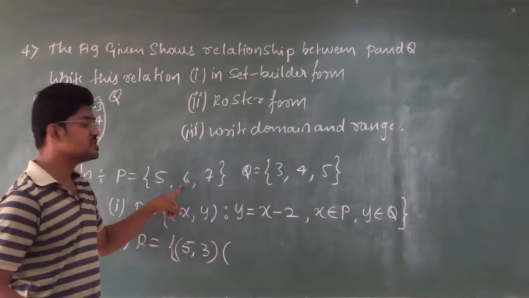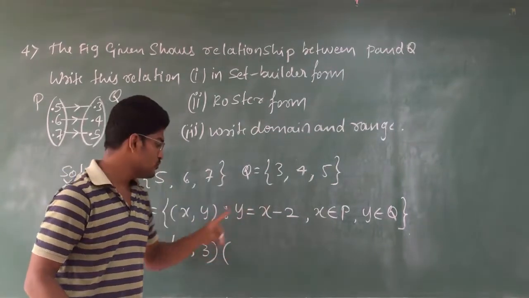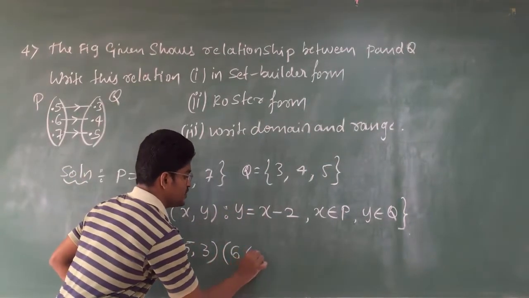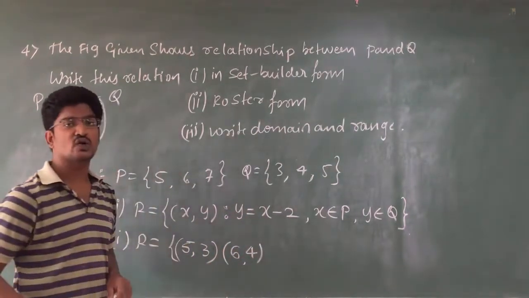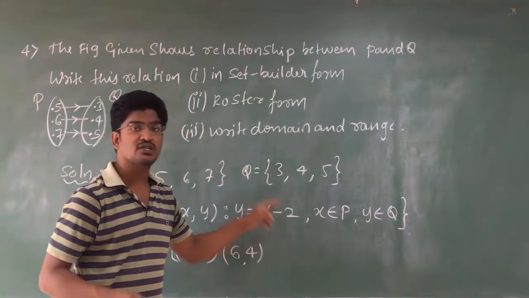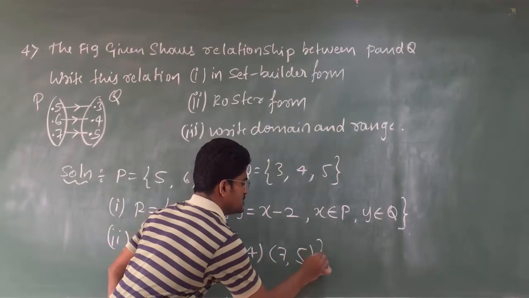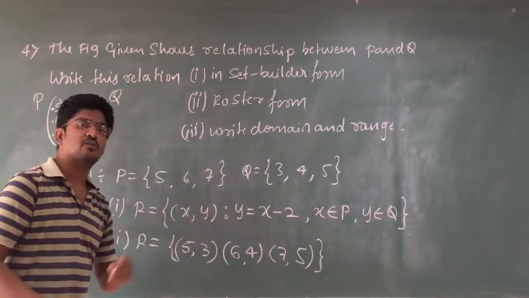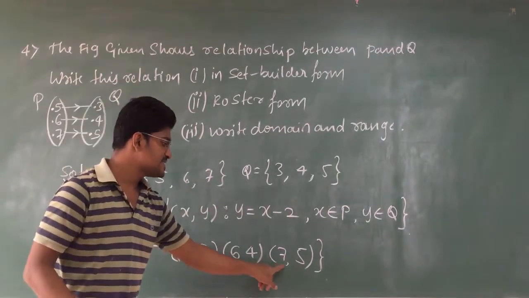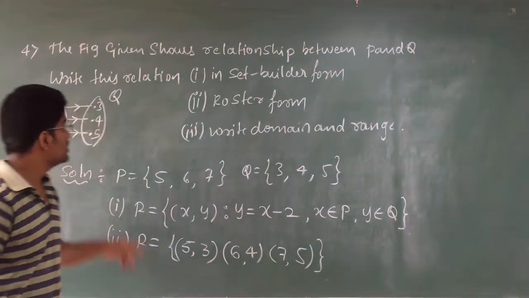Now I will go for 6. I will take the x value as 6. 6 minus 2 is how much? 4. So if x is 6, y is 4. It is also not giving any problems. 7. 7 minus 2 is how much? 5. So (7, 5). See, it is in roster form. 5, 6, 7 are in the set P. 3, 4, 5 are in Q.